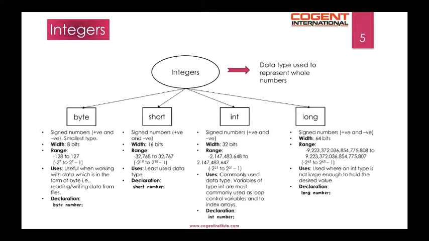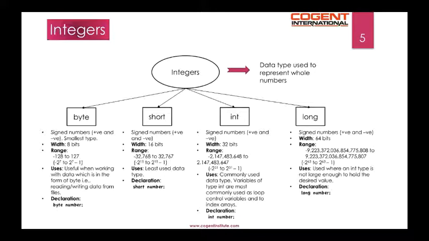Let's look at integers in detail. Integers comprise these 4 types: byte, short, int, and long. They are used to represent whole numbers. Byte represents signed numbers, both positive and negative. It is the smallest type of integer. The width is 8 bits, which determines the range, from -128 to 127. It is useful when working with data in the form of bytes, that is reading or writing data from files. It has a declaration as shown below. It says byte followed by a space followed by a name.